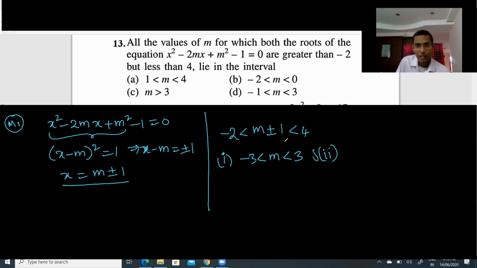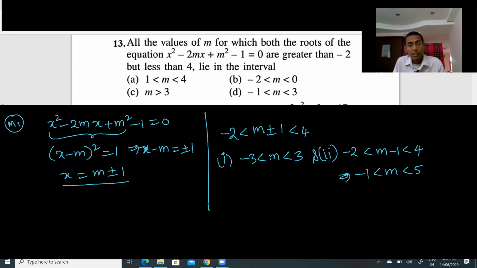And second case is, if I take minus 1, minus 2 less than m minus 1 less than 4. I'm writing again. Now if I add 1, what you are going to get if I add 1, minus 1 less than m less than 5.